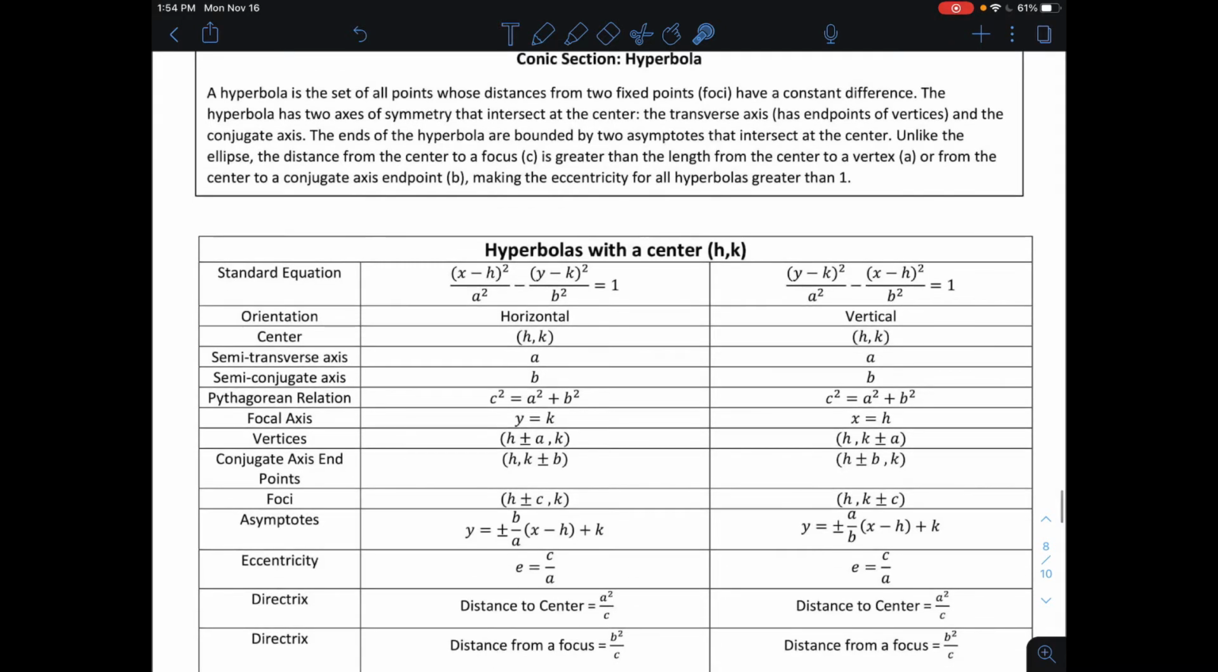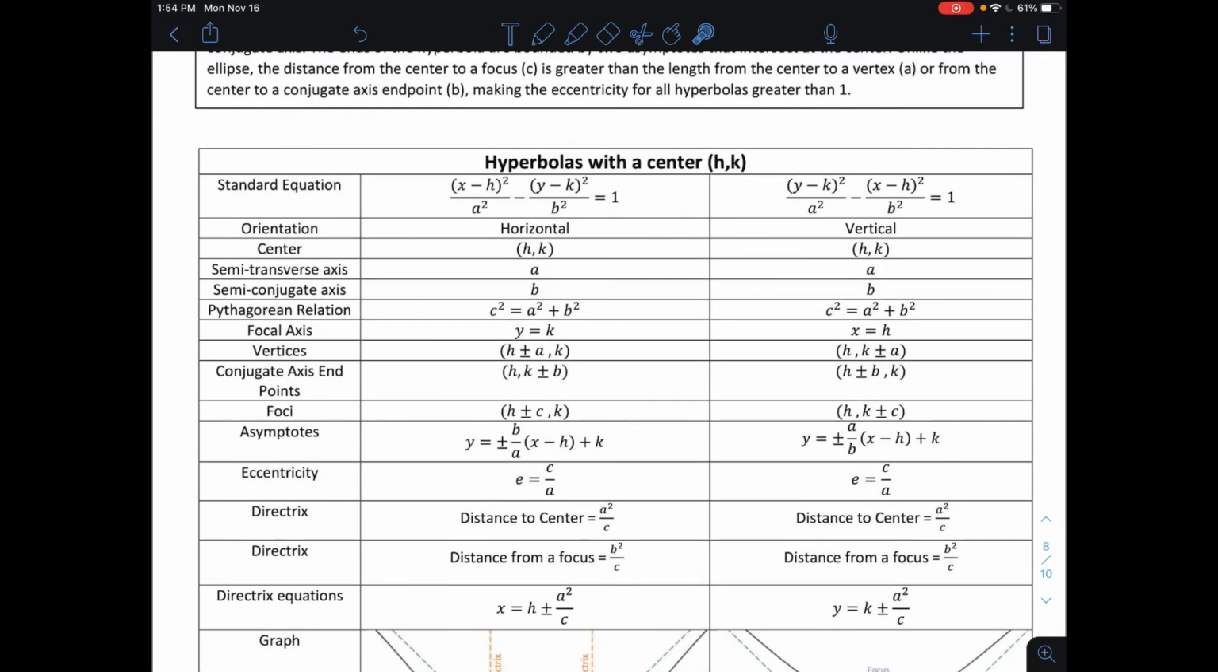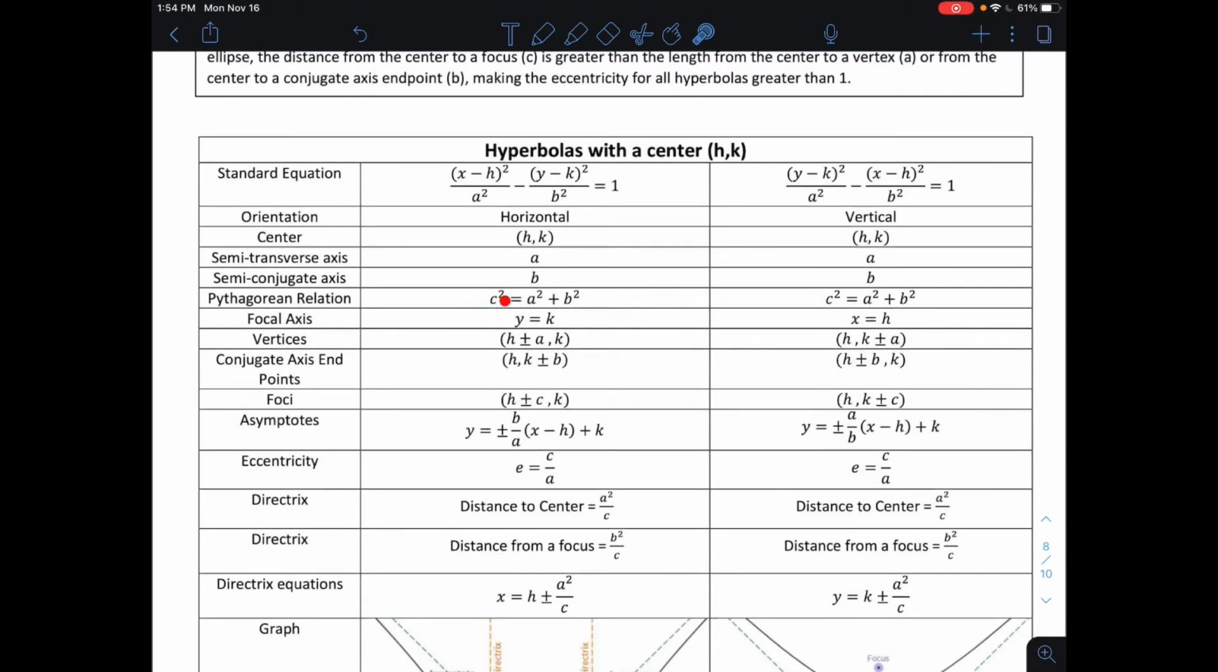We're going to let our constant a represent the distance from the center of the hyperbola to a vertex, and our constant b represent the distance from the center to one of the conjugate axis endpoints. Now, c is still going to be the distance from the center to the foci, or either focus, whichever the orientation is. We have a Pythagorean relation for our hyperbola, where the greatest distance is the distance from the center to a focus. So it's c squared equals a squared plus b squared.